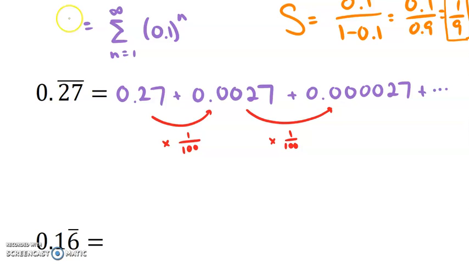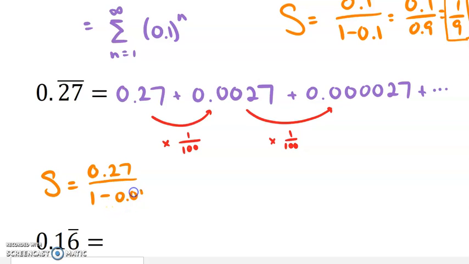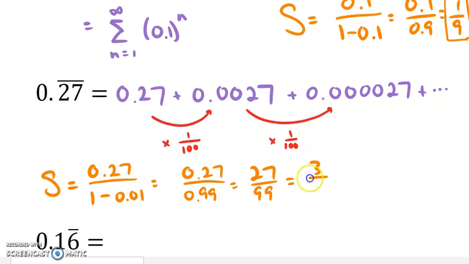So we can say that S equals 0.27 divided by 1 minus, I guess I'll keep it as decimals, 0.01. So that's 0.27 divided by 0.99, or 27 over 99. And that reduces. They're both multiples of 9. So if we divide 27 by 9, we get 3. And if we divide 99 by 9, we get 11. And 3 over 11 would be the reduced form of that decimal.